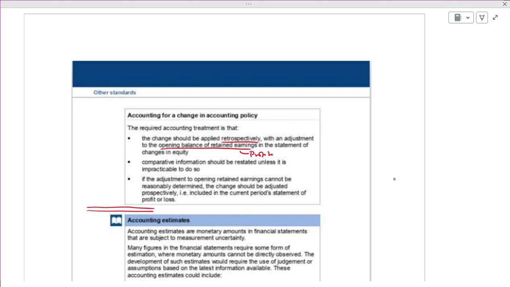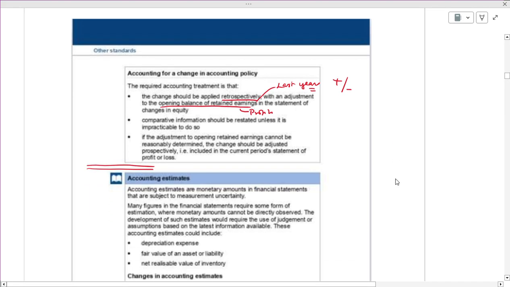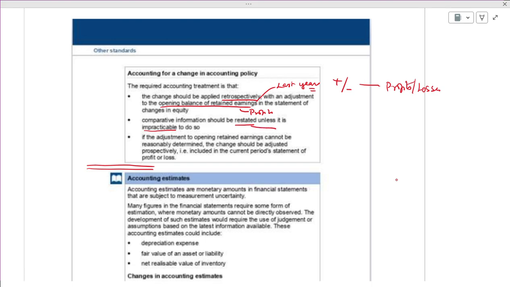When you say opening balance of retained earnings, we have to think in terms of the last year, means profits plus or minus. You can increase expenses or you can decrease expenses. But you also show the profit because it has an impact directly on profits or losses. Comparative information should be restated unless it is impractical. You have to restate the values, again you have to present the values. Is it right?